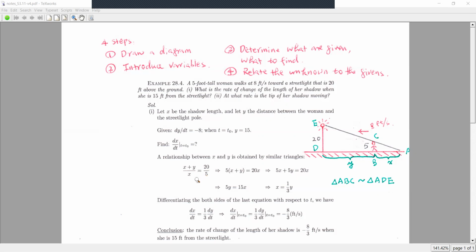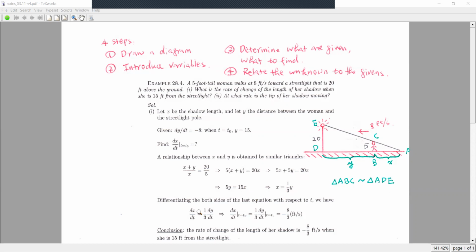Now simplify the equation. Move x to the right side, 5 to the left side. Then I have this equation. Continue to simplify the equation. Distribute 5 to x and to y. Then I have this equation. Cancel 5x from both sides. I have this equation. Move 15 to the left side. I have this equation. Now, take the derivative on both sides of this equation.